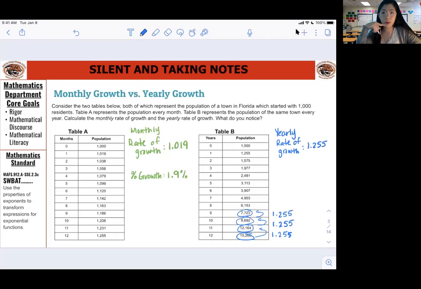Well, if that's my rate of growth, then what is my percentage of growth? 0.255. And what's 0.255 as a percentage? 25.5%. Good. 25.5%. Okay. Any questions on how I got any of those numbers? Make sure that you understand. If you do not understand, you need to be asking me questions.